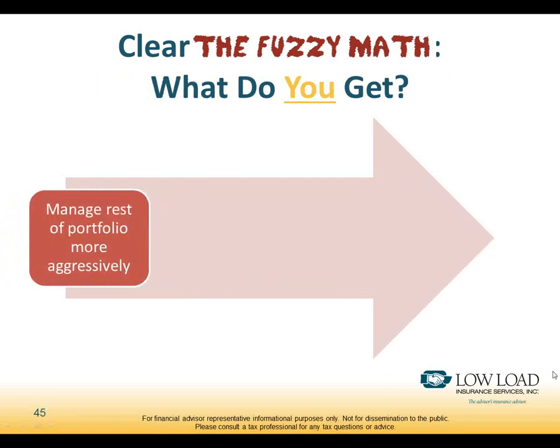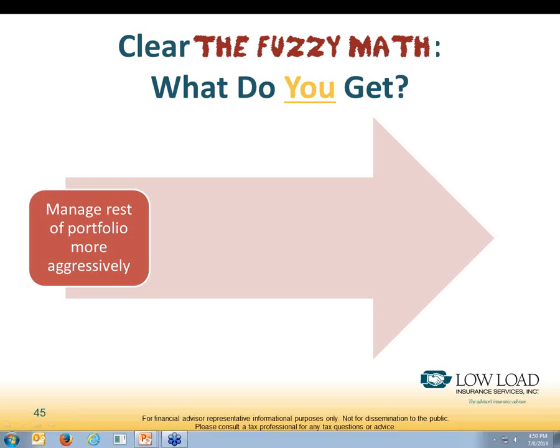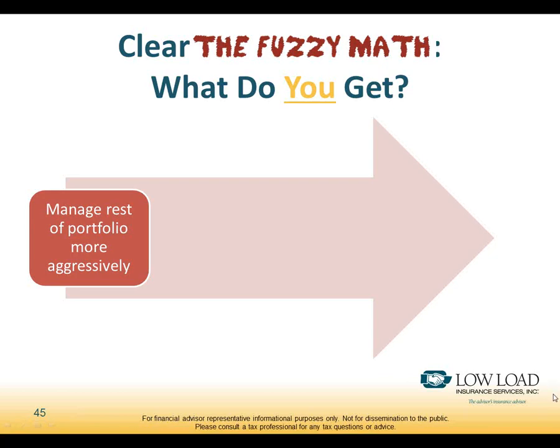And then what does the advisor get? Well, you get to manage the rest of the portfolio a little bit more aggressively when you have guaranteed income in it. For those of you who have not done this, I encourage you that if you're using Monte Carlo analysis or stochastic modeling, that next time you're figuring out the safe withdrawal rate for your clients, plug in some guaranteed income into it and see what it does. It's either going to increase your probability of success, or it's going to increase the amount they're going to be able to withdraw out of their portfolio.